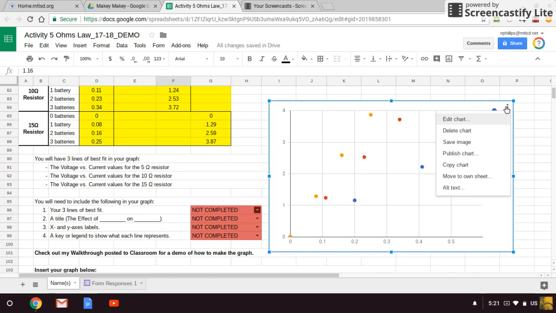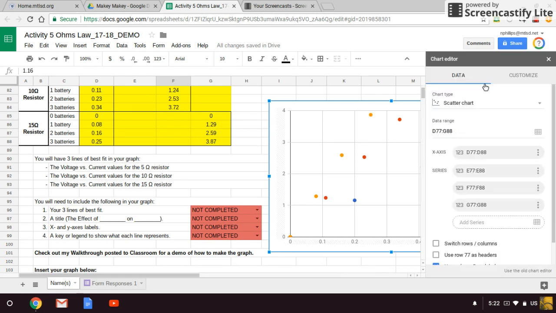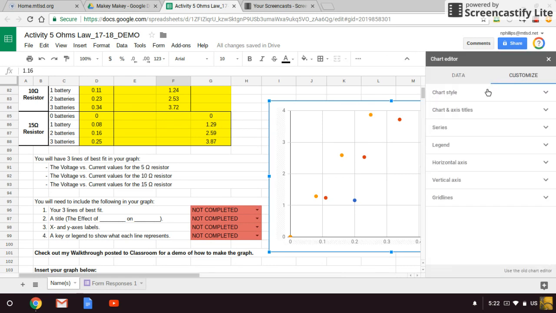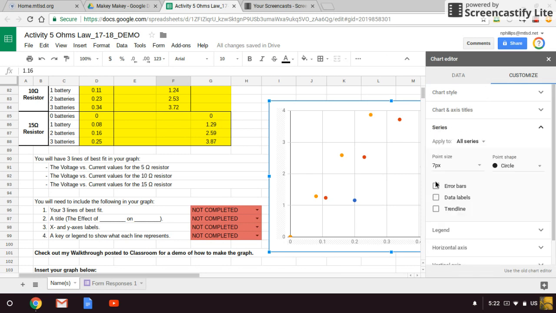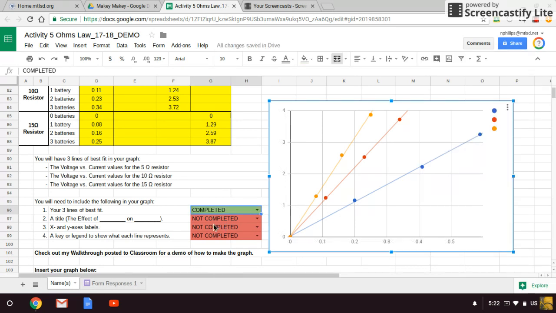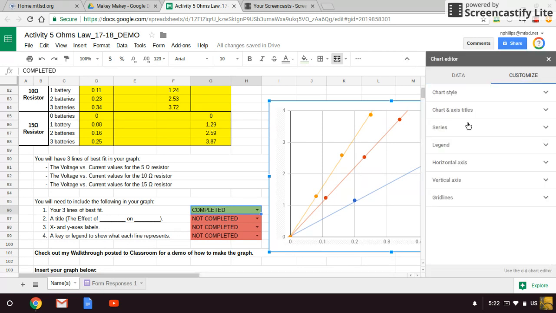So we need to put lines of best fit in it. So edit chart and customize. Go to click on series, and then right there, trend line. Like that, completed. I'm not going to go through the title, axes, labels, the key or legend. You can figure that out for yourself. You just go to edit chart, and then it's under customize. You can find that and customize it yourself.